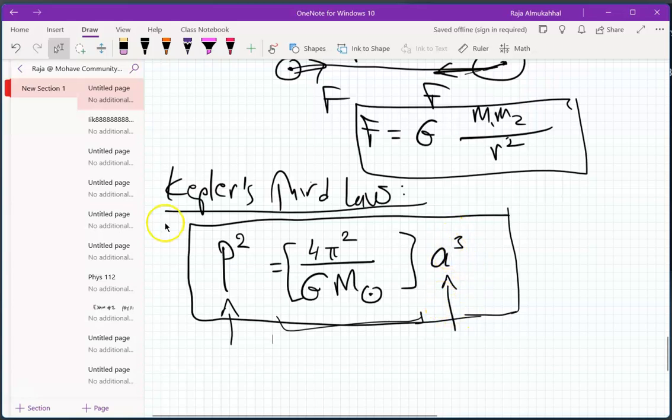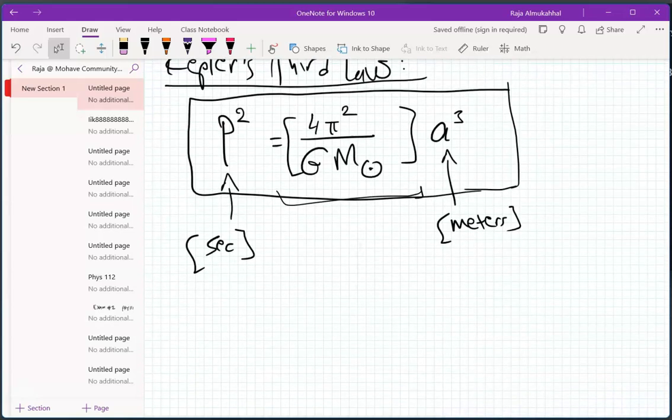You cannot use the period in years. The period here is in seconds by default, okay? And the a here, the semi-major axis, or in this case we would refer to it as a radius, would be in meters. That's a must. Otherwise, this formula, again, there are different versions for different units, but this is how we do it in physics.